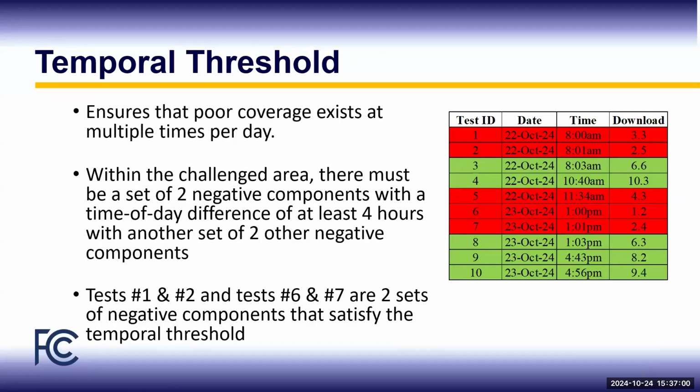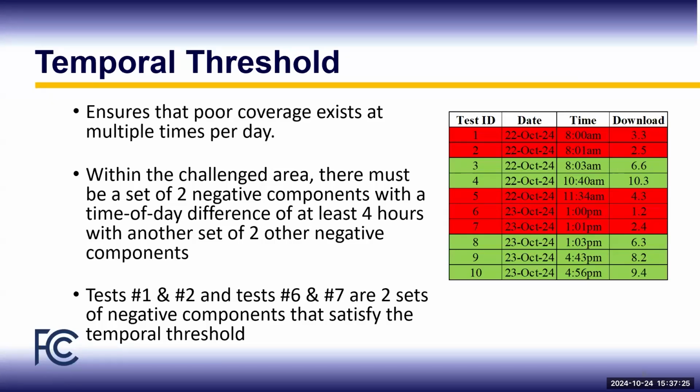The temporal threshold requires that within the challenge area, there must be a set of 2 negative test results of the same component type, either upload or download, with a time of day difference of at least 4 hours, with another set of 2 negative test results of the same component type. The dates of each speed test are not considered when checking this threshold.